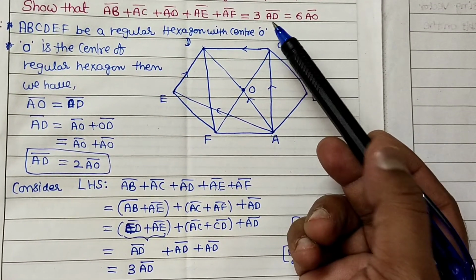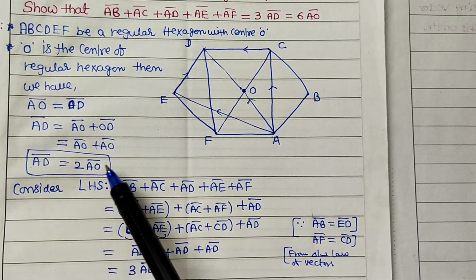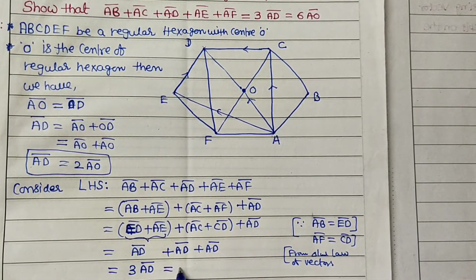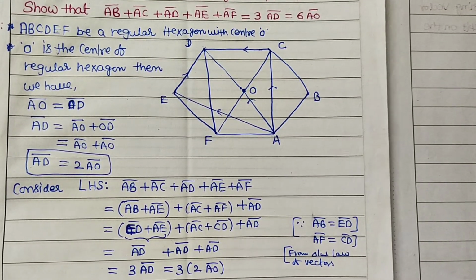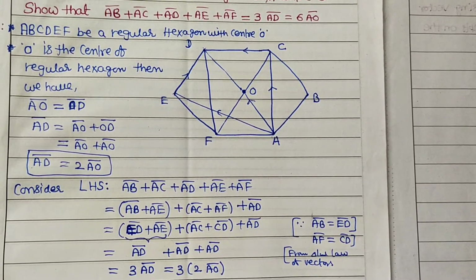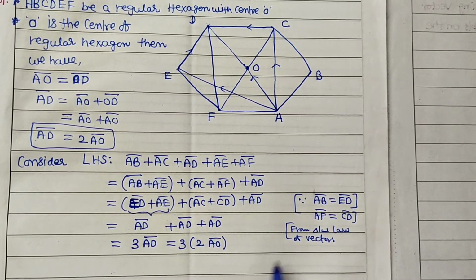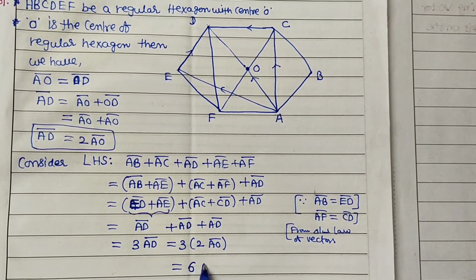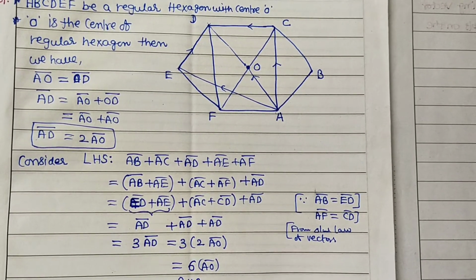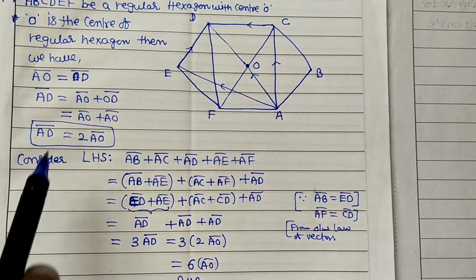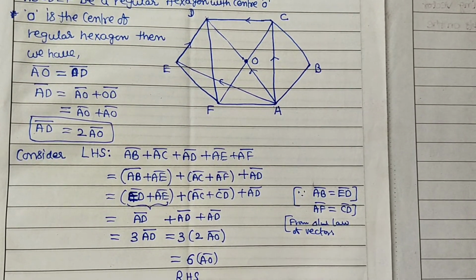Again we have to prove 6 times of AO. Here AD value we got as 2 times of AO now. So we can write it as 3 times of, in place of AD, 2 into AO bar, which is equal to 6 into AO bar, which is the required RHS. Hence proved.